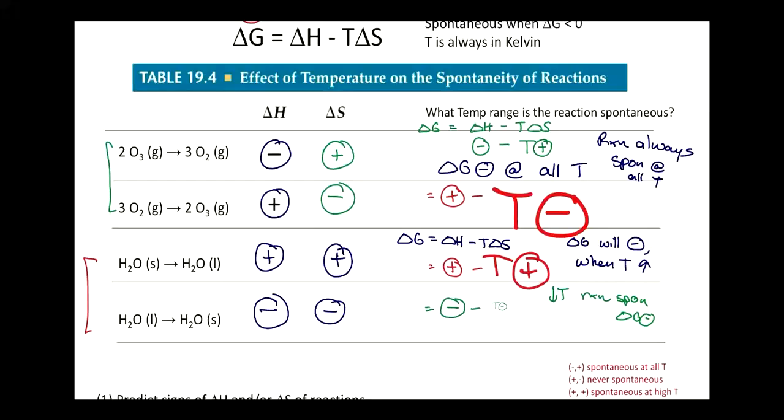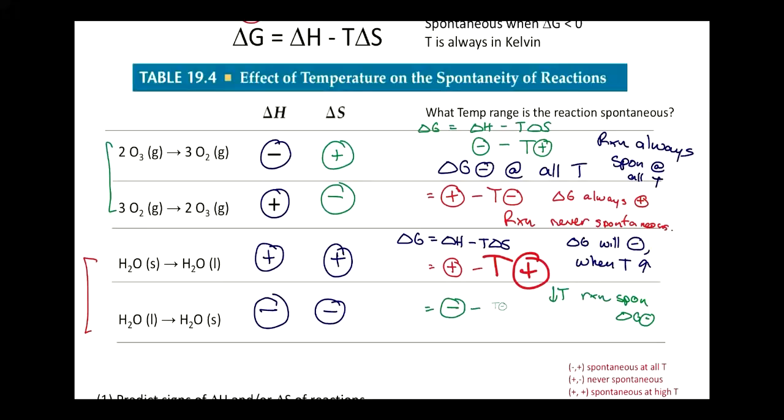So what can we deduce there? That this reaction is what? Never spontaneous. It is never spontaneous. So in this example, delta G is always positive, regardless of what the temperature is. So what we can take away from this reaction is never spontaneous. It will never happen on its own.